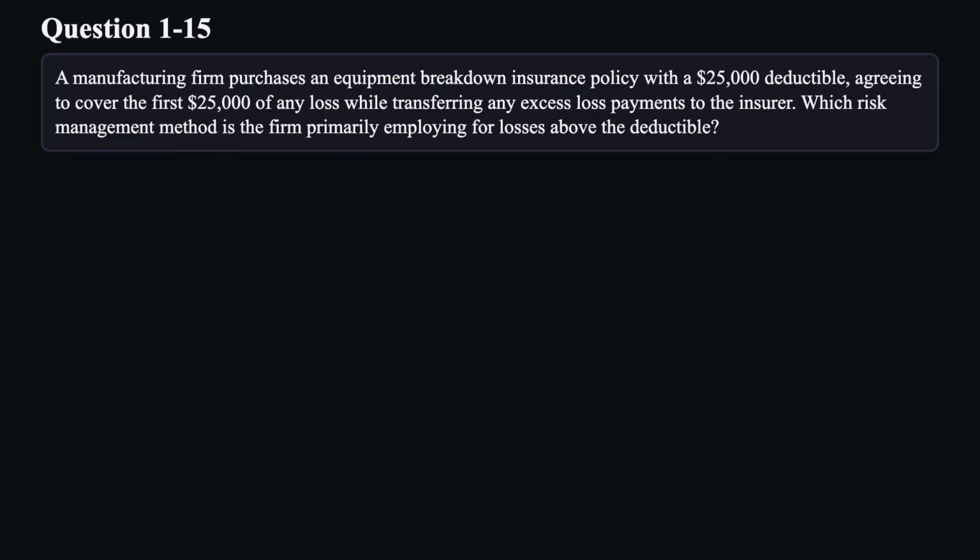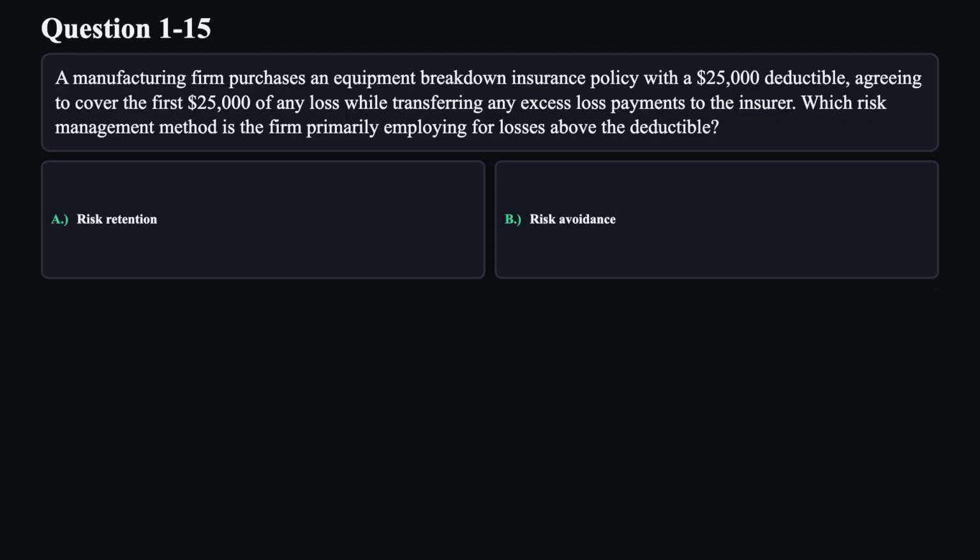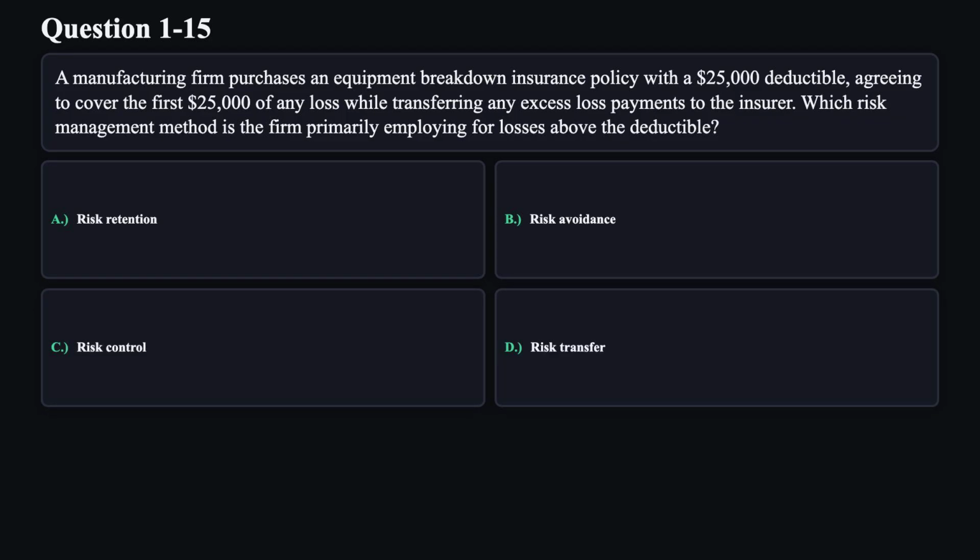Question 15. A manufacturing firm purchases an equipment breakdown insurance policy with a $25,000 deductible, agreeing to cover the first $25,000 of any loss while transferring any excess loss payments to the insurer. Which risk management method is the firm primarily employing for losses above the deductible? A. Risk retention. B. Risk avoidance. C. Risk control. D. Risk transfer.